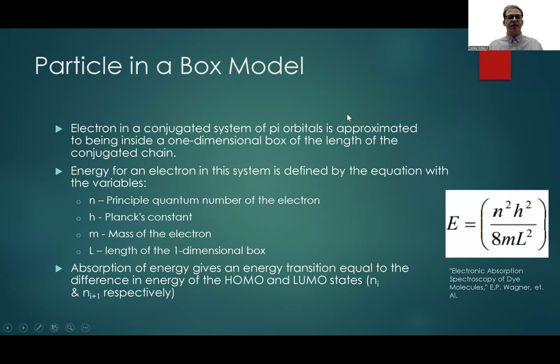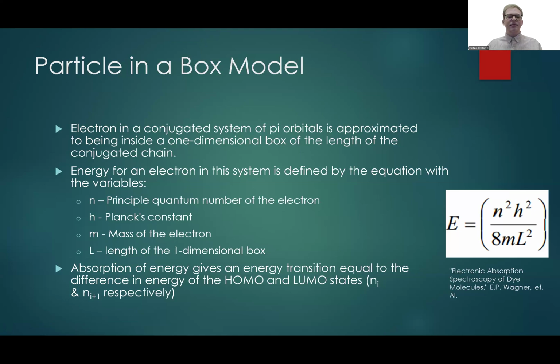Looking at the particle in a box model, it's just treating any one electron by itself. So it's an electron in a conjugated system of p orbitals in the pi bonds. And we approximate it to being inside a one-dimensional box of the length of the conjugated chain of the molecule. So we define the energy for this electron by the equation over here on the right. This is E equals n squared times h squared over 8mL squared. Our n meaning our principal quantum number of the electron, which is going to change based on the length of that chain, how many atoms are involved in that chain.